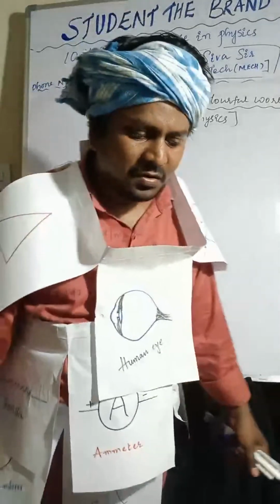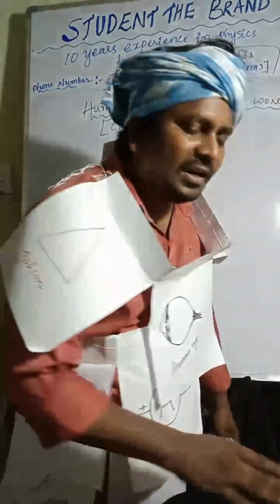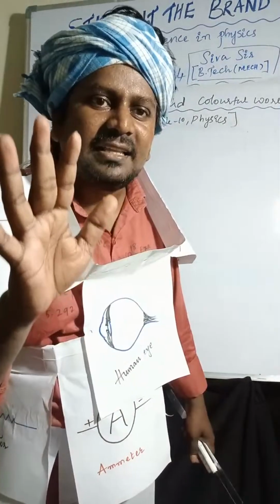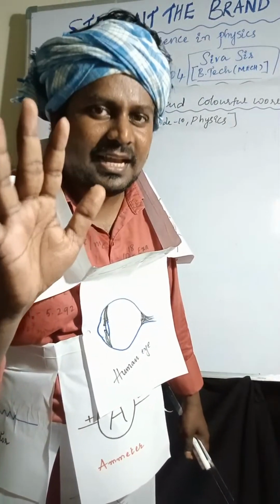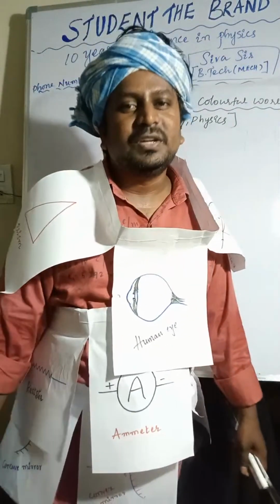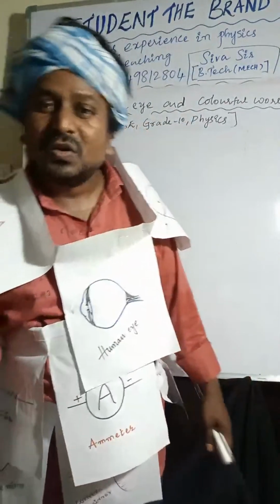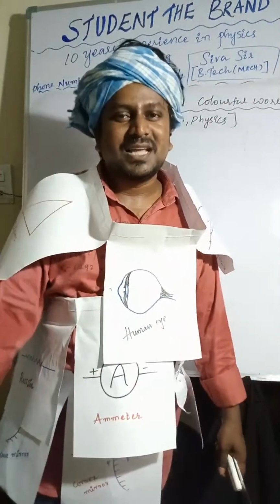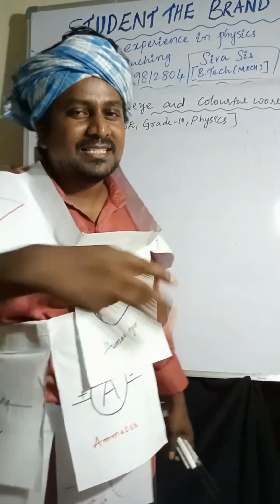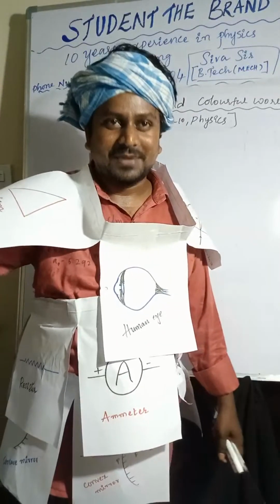Newton, what did he do? Newton sent the white light through the prism. So seven colors form. Yes or no? Seven colors form, that is the spectrum. We discussed seven colors, dispersion, spectrum.